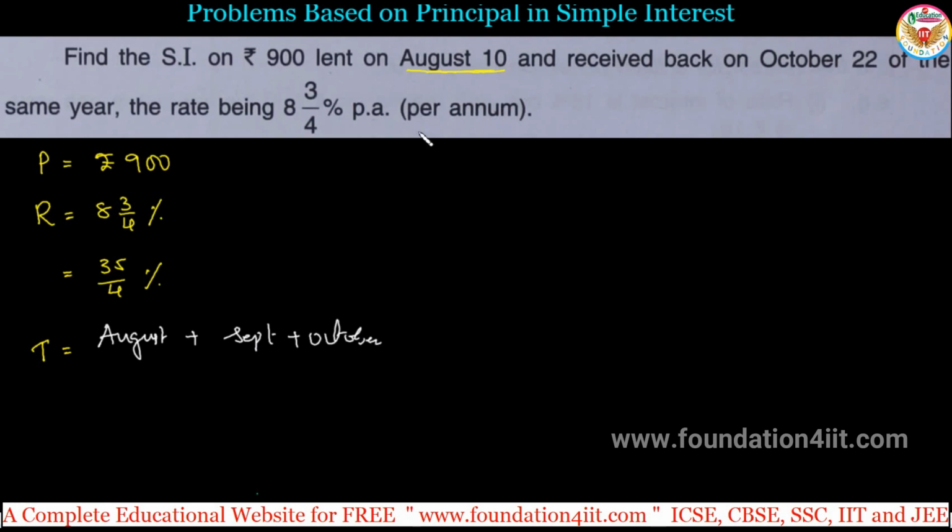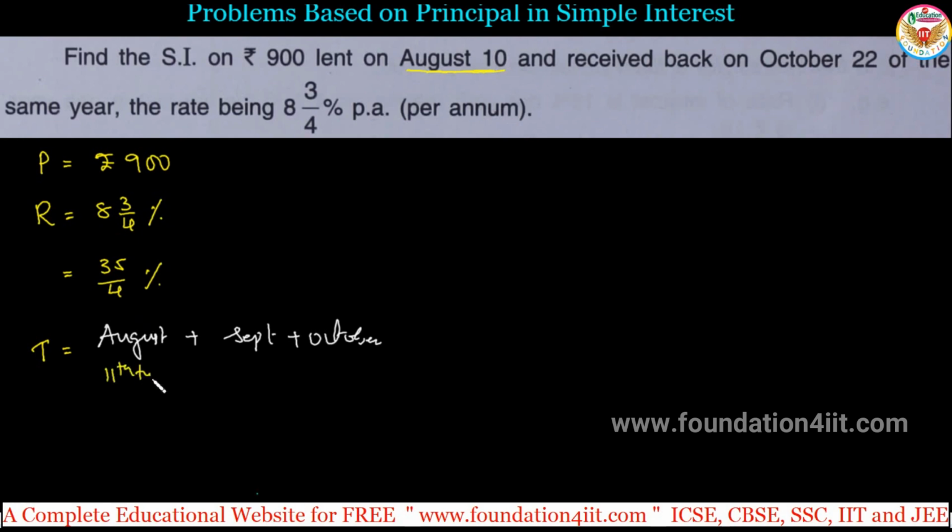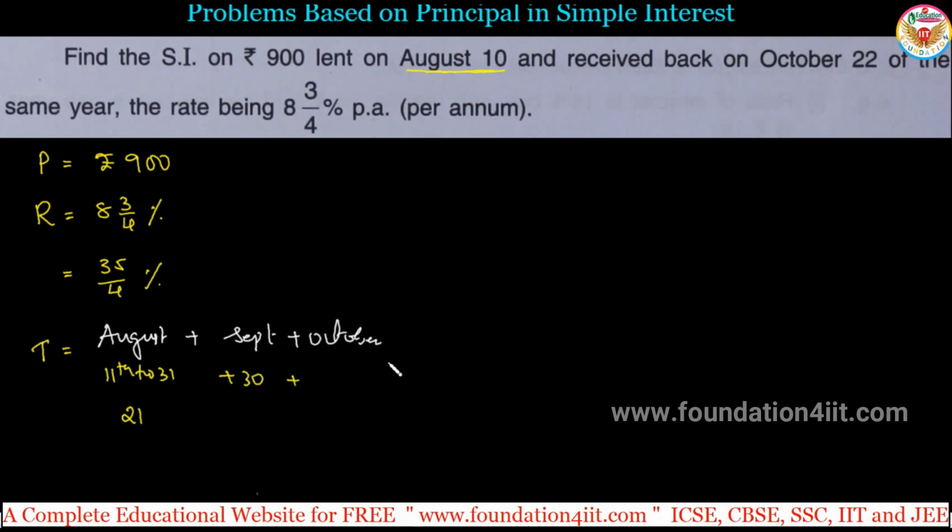So in August, how many days? The 10th should not be counted, only from 11 till August 31. So 11 to 31, how many days are there? It's 21 days. Plus September month is 30 days. Plus October till 22nd, so 22 days. The date on which the money is received back should be counted.